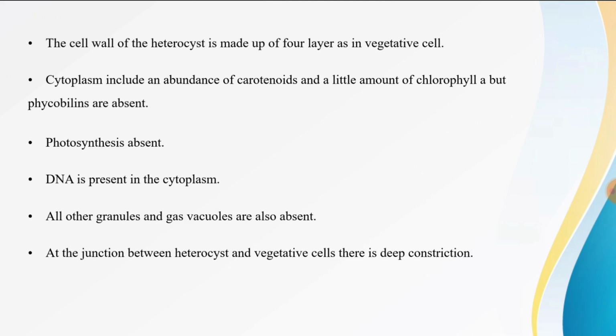The cell wall of the heterocyst is made up of four layers, unlike vegetative cells. Cytoplasm includes absence of carotenoids and little amount of chlorophyll, and phycobilins are absent. Photosynthesis is absent. DNA is present in the cytoplasm. All other granules and gas vacuoles are also absent. At the junctions between heterocyst and vegetative cells, there is a deep constriction.